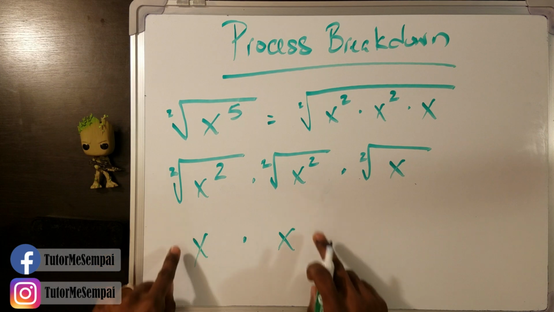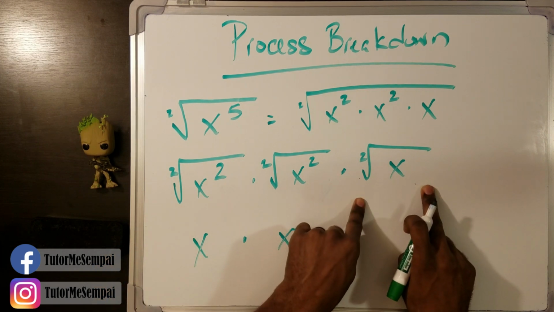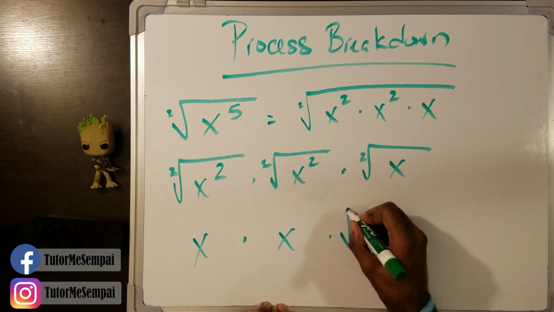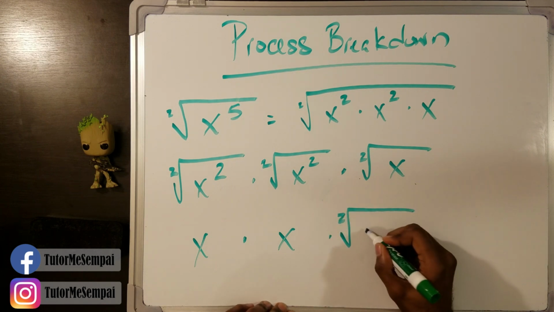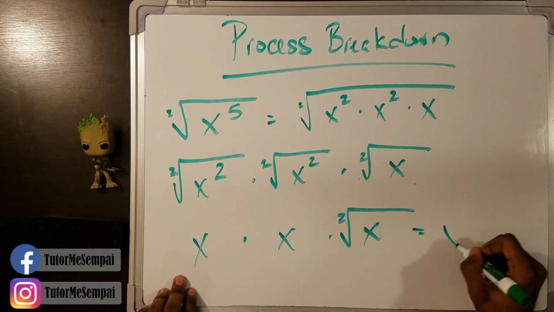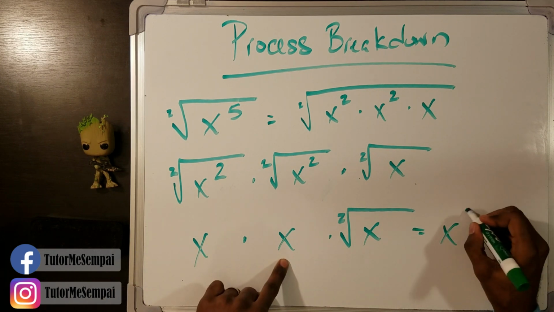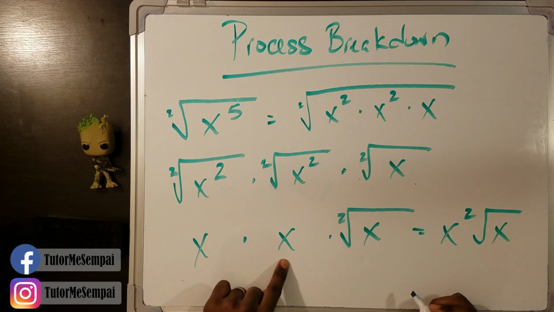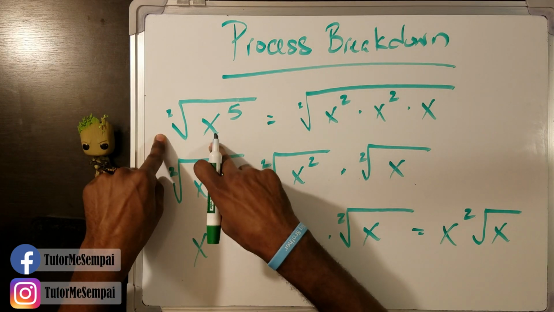So these two cancel out. However, this doesn't. There's nothing here that will go away, so we bring it down as is. So that's going to be the square root of x. And when we multiply all of these together, you get x times x, which gives you x squared, times the square root of x. So we start with the square root of x to the 5th.